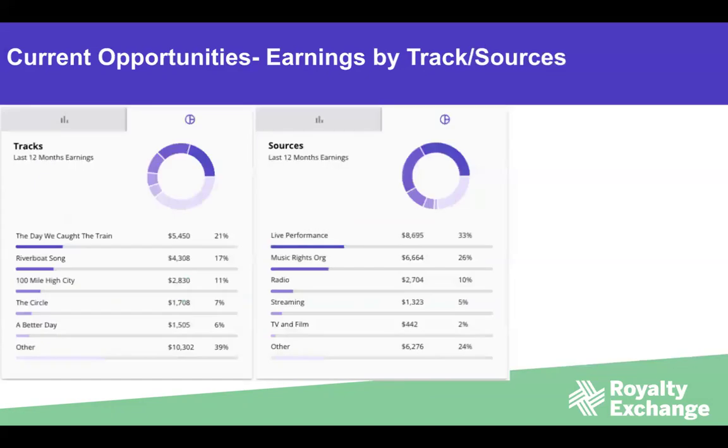And then here's the breakdown of tracks and sources. As we can see, the tracks are pretty well diversified. We do have a couple of key earners in there, the top two being 21% and 17% of the overall revenue. But beyond that, 39% of the revenue comes from tracks outside the top five earners, which is generally considered a well-diversified catalog. So if any of these fluctuate, we're not going to really feel the bite too badly. Well diversified amongst the tracks, that's what we like to see.